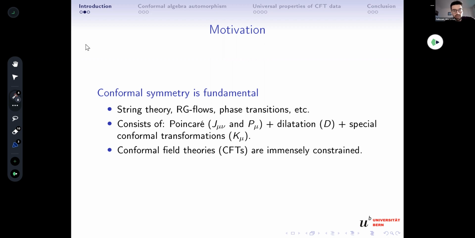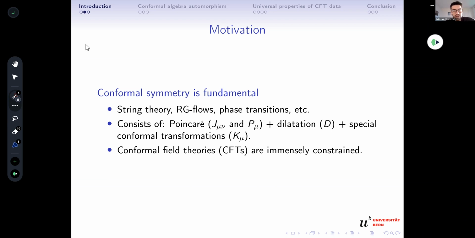And so the conformal algebra is composed by the generators of Poincaré, right? So those are the rotations in Minkowski space, right? Those are translations, and then we have dilatations, which is just the action of zooming in or zooming out, right? Rescaling the metric simply by a factor. And there is also an extra set of generators, which we call the special conformal transformations, K mu.